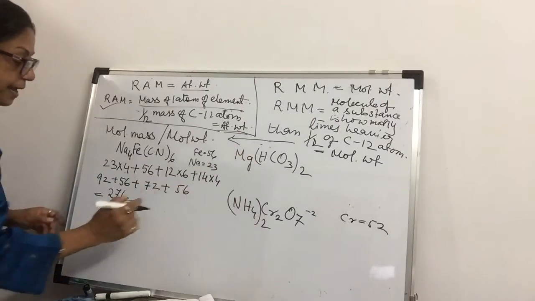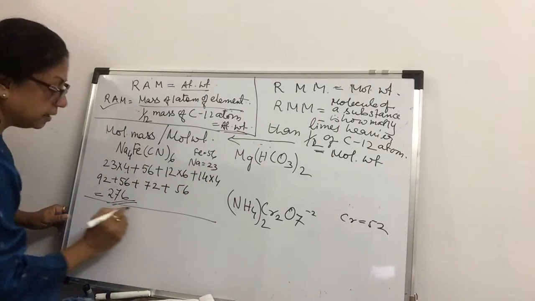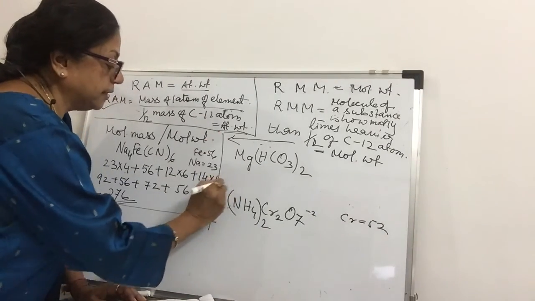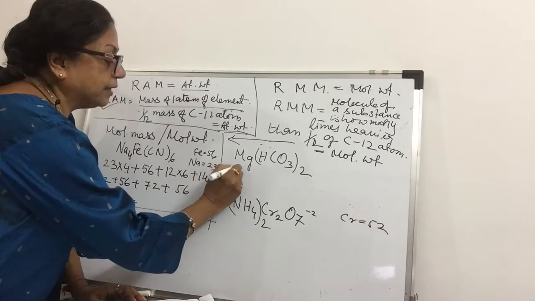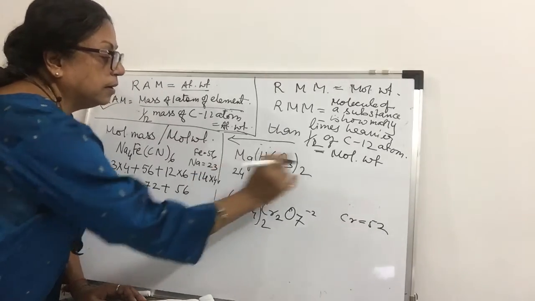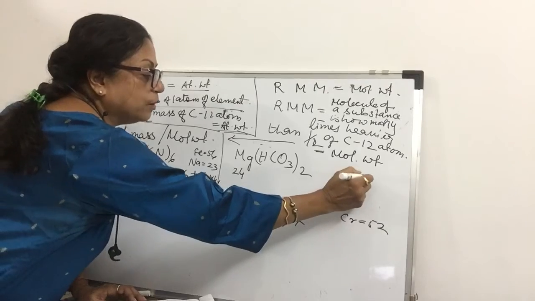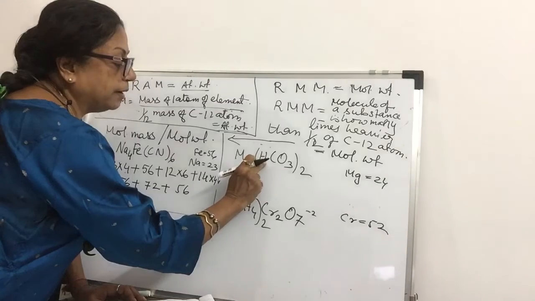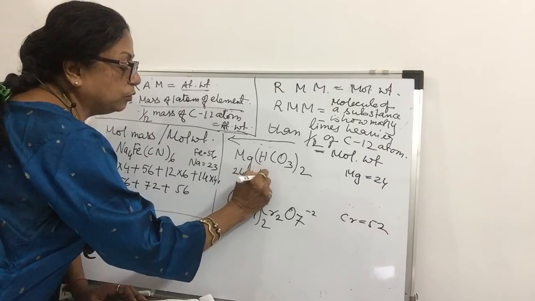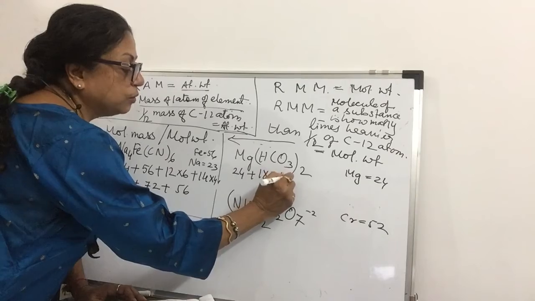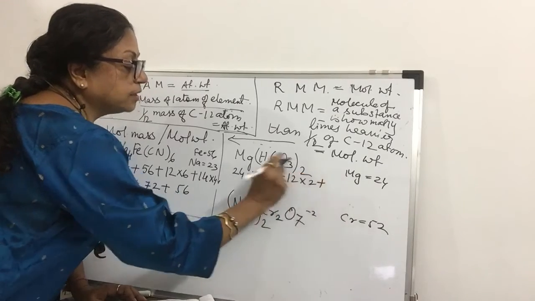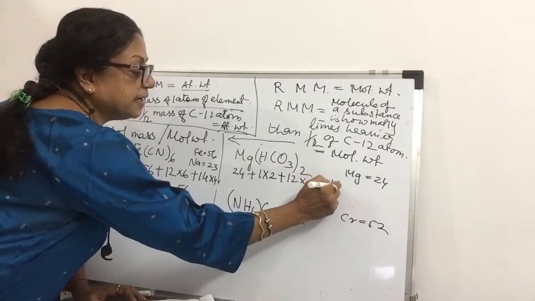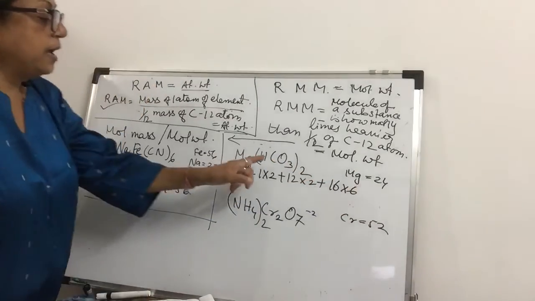Now I will do the next one, which is magnesium. Magnesium has got what? See carefully. Magnesium is 24. It will be given, don't worry. 24 plus hydrogen is 1 into 2, plus carbon is 12 into 2, plus oxygen is 16 into 3 2s are 6, 16 into 6. Are you getting me?